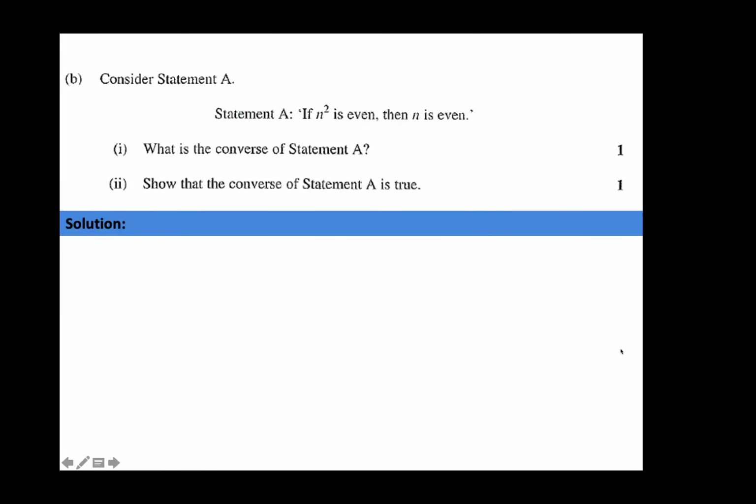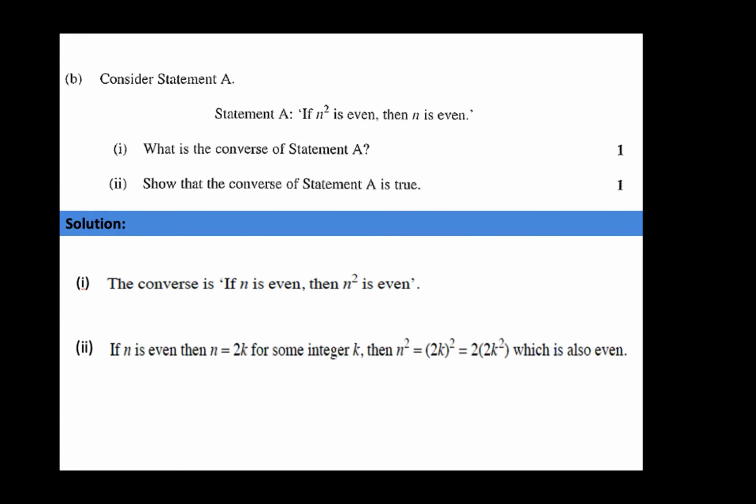Part B was a proof-related question. What is a converse? And show the converse resulting is true. And for 1 mark, the converse was if n is even, then n squared is even. In proving this result is true, if n is even, then we put n equal to 2k, an even number, and carry out the required proof as shown.